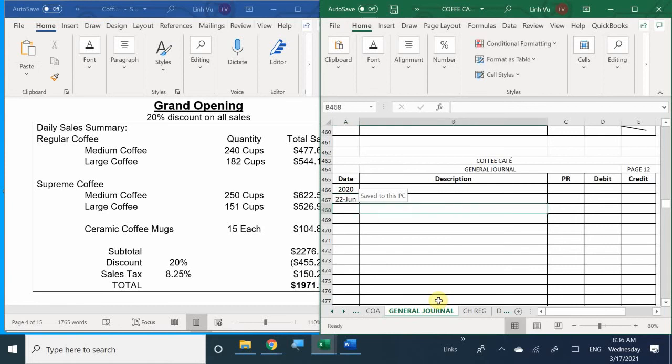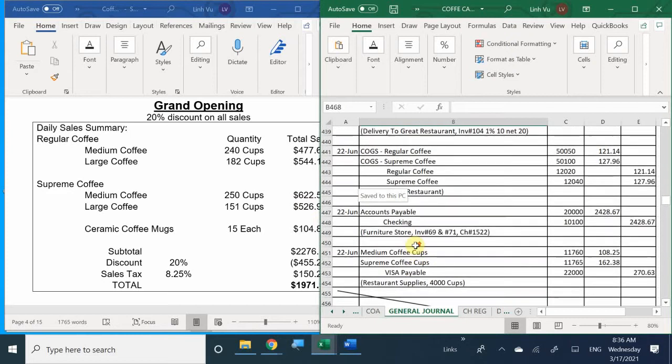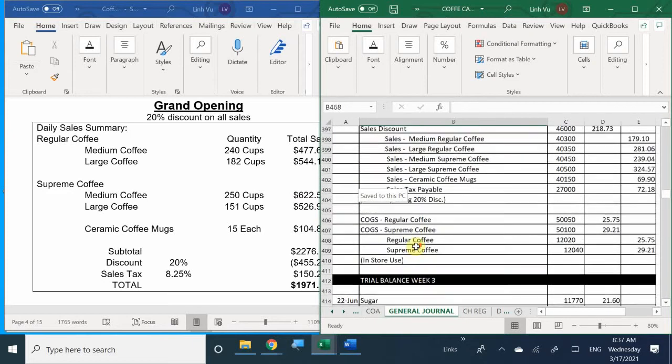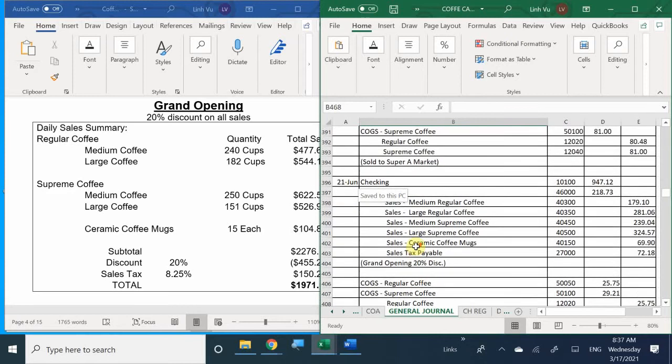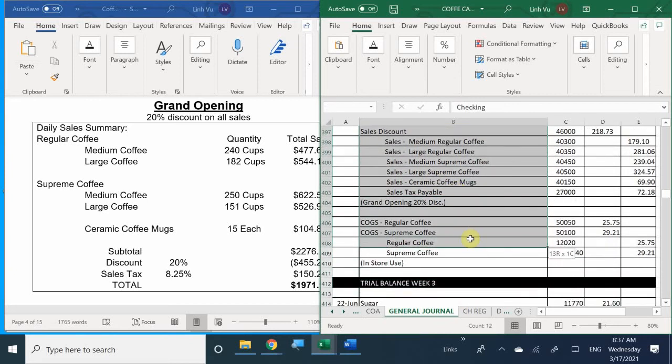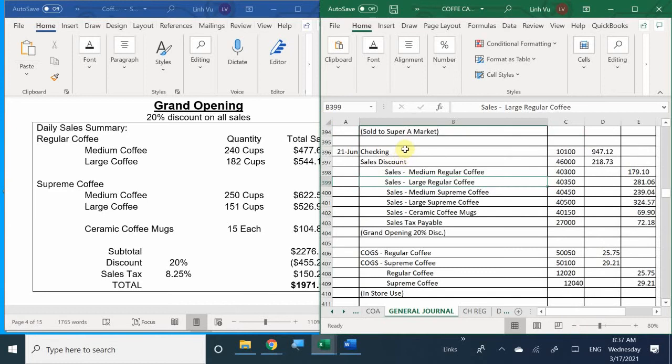So what am I going to journalize here? Checking. Sales discount. Good. So I'm going to copy this whole section right here to save some time.